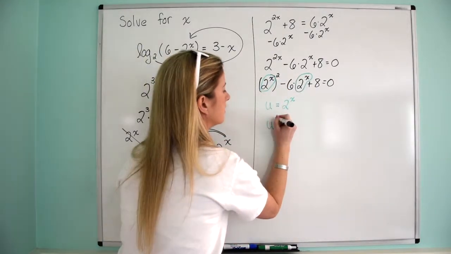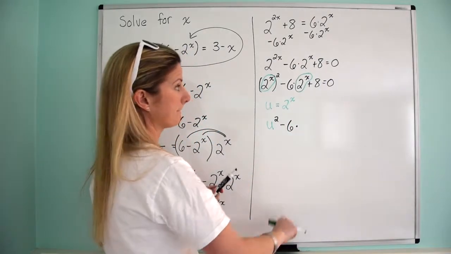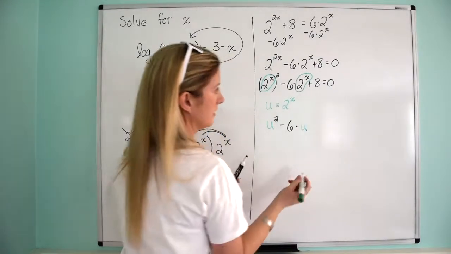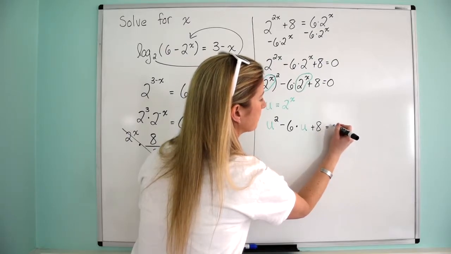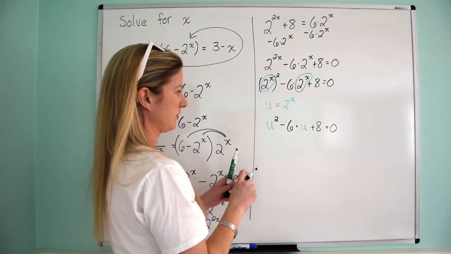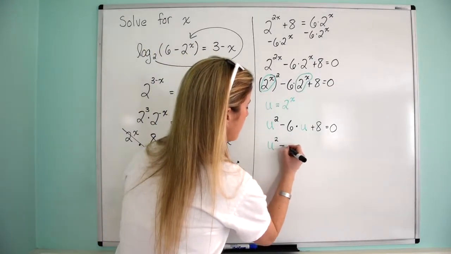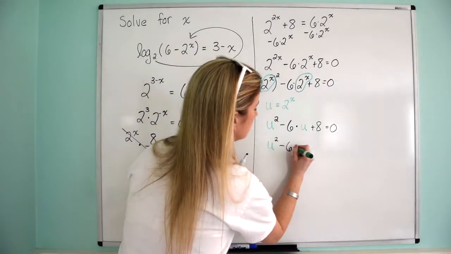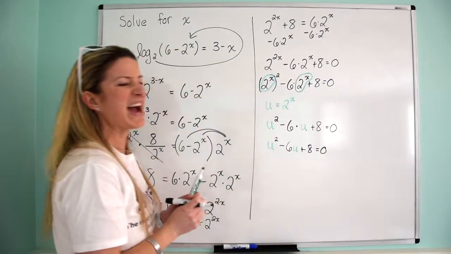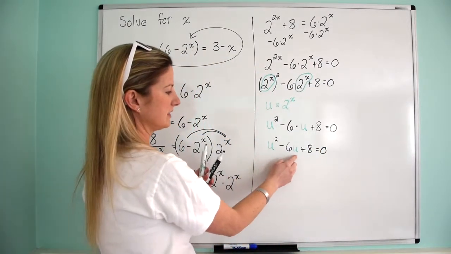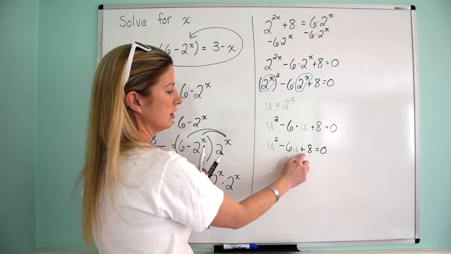Okay, u squared minus 6 times what? u. And then plus 8 equals 0. Okay, so then I can just write that as, you know, u squared minus 6u plus 8 equals 0, and now I can factor it. Now I can factor it. u squared minus 6u, okay? Now remember, u is 2 to the x, which we're going to deal with in a second, but u squared minus 6u plus 8 equals 0.